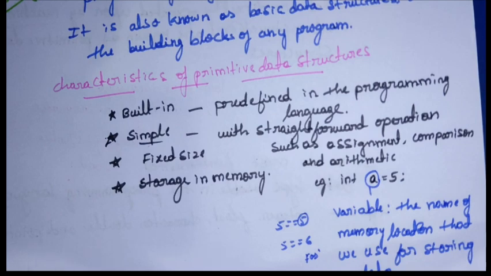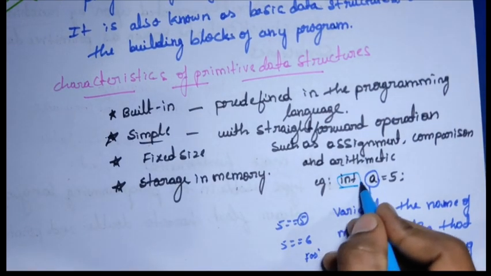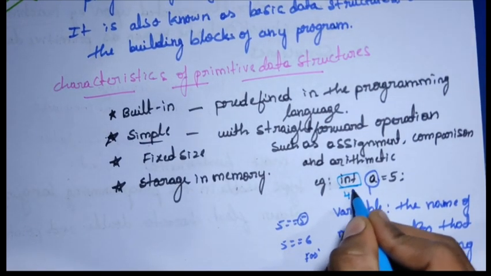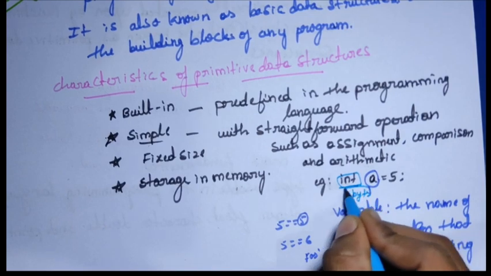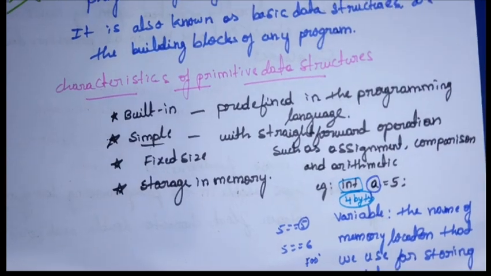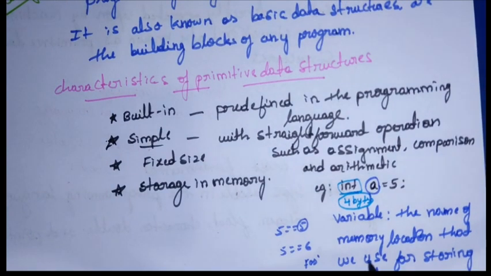Next we'll move on to fixed size. Okay, so what is fixed size? Take an example here, int. In C language, int will occupy 4 bytes of memory. Here the 4 bytes is the storage size of the particular data type. It can store up to 4 bytes.